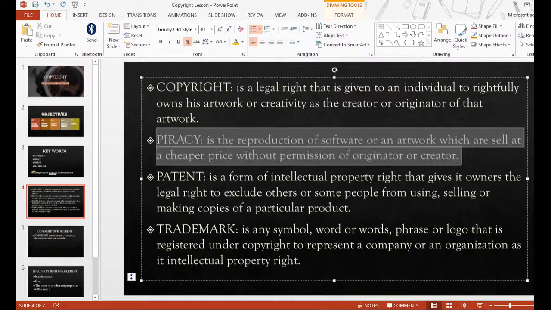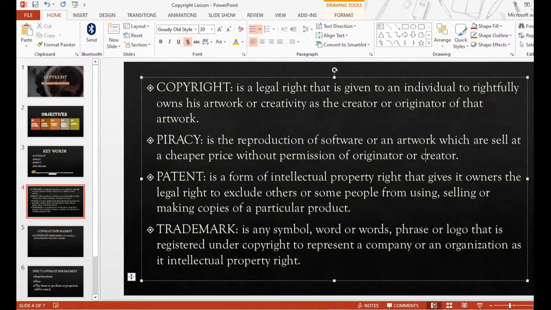So when you grab somebody's artwork or somebody's creativity or somebody's software, whether music or whatever it could be, and you are able to reproduce that artwork and you are now selling it at a cheaper price, that act or that behavior of yours is what we normally refer to as piracy.